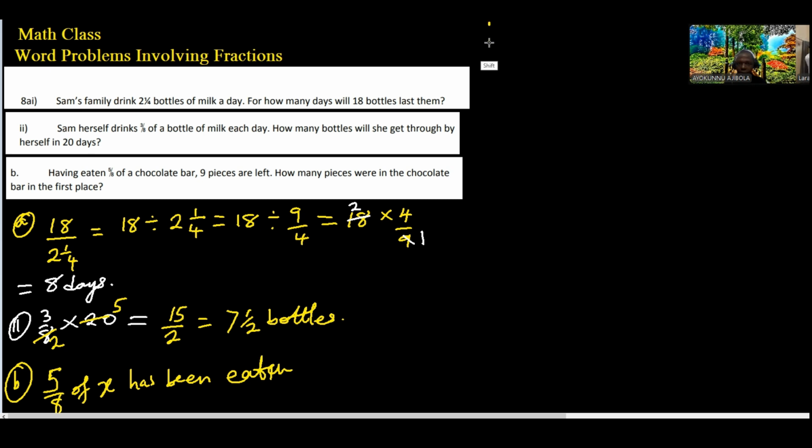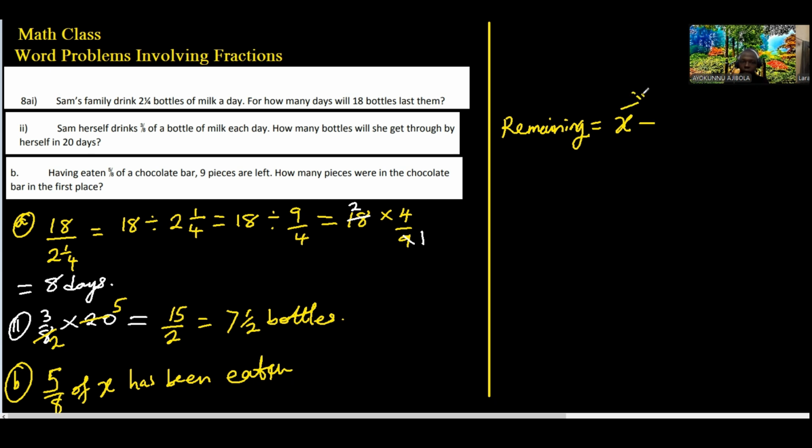If you are eating something, and x is the original amount, then what remains is the amount that was there minus what you have eaten, right? So it's going to remain x minus what you have eaten, because x is the original amount. So x stands for the original amount of chocolate bars, minus what has been eaten, which is 5 over 8 of x, which is 5x over 8. This value is what has been eaten. So it's going to remain 9 pieces, okay?